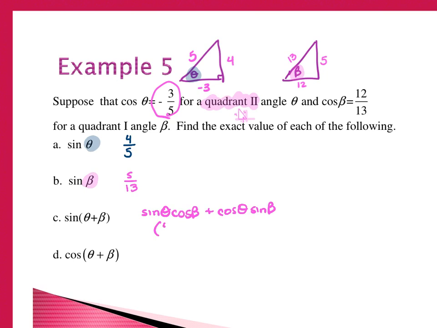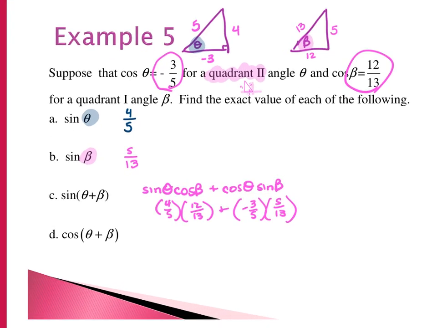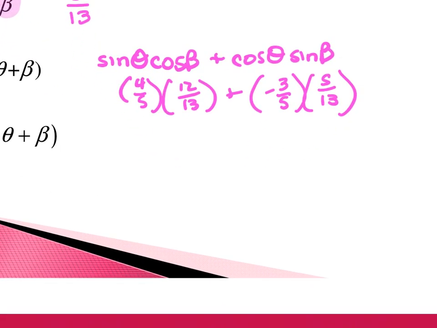Sine of theta was 4/5. Cosine of beta is my initial one that was given to me in the question, or from my triangle, either way, 12/13. Cosine of theta, -3/5. Sine of beta, we found to be 5/13. So this is 48/65 plus a -15/65, and I get 33/65.